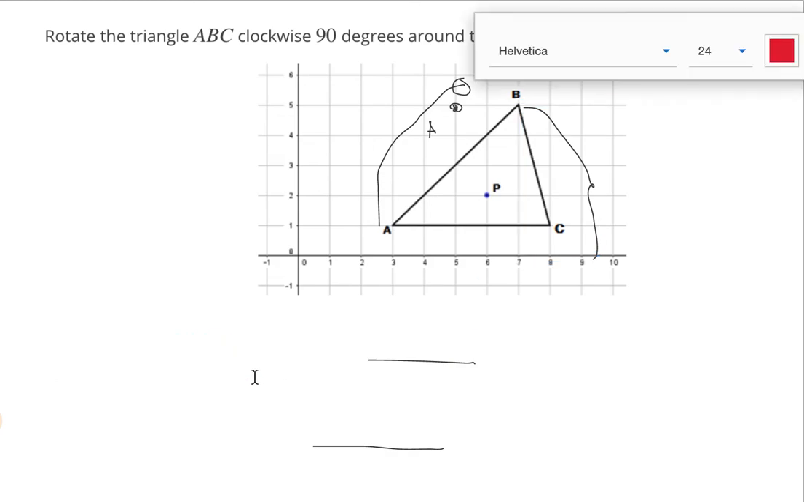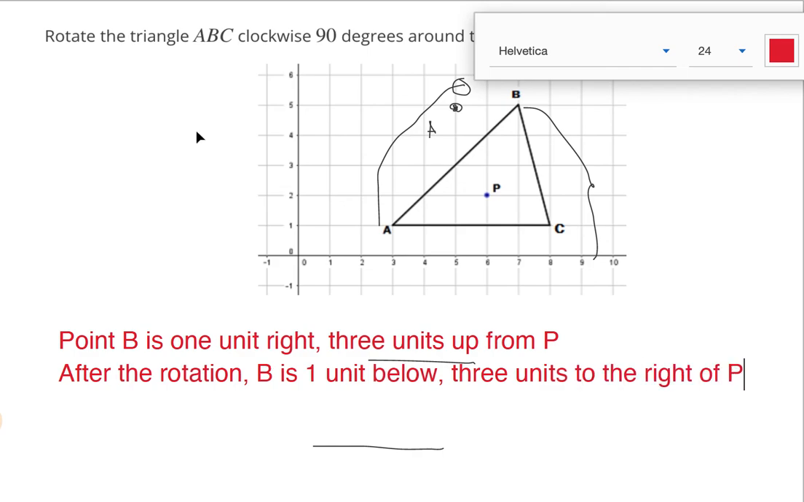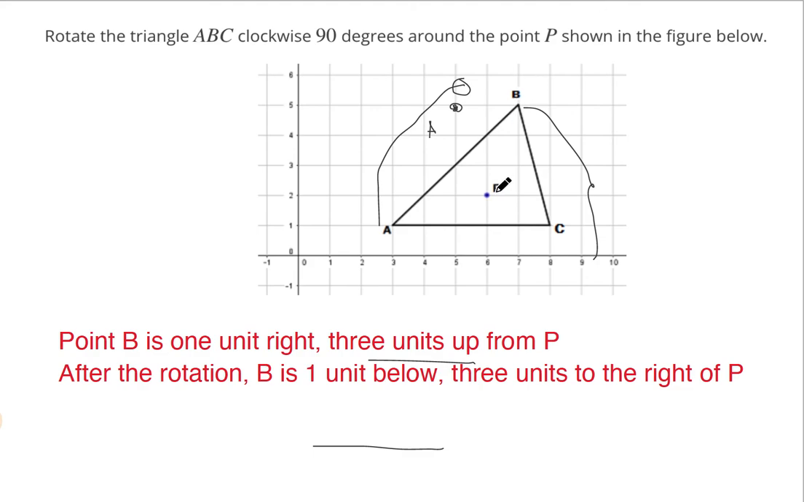So after the rotation, B is 1 unit below, and then still 3 units. And this would be 3 units to the right of P. So B should be 1 unit below, 1, 2, 3 units to the right. So this is where B should be after the rotation. And you can do the same thing for C.